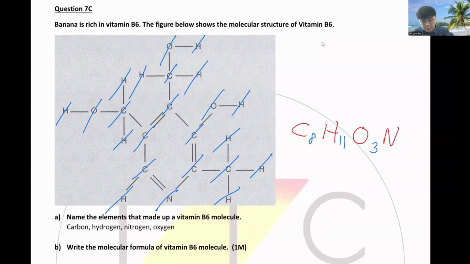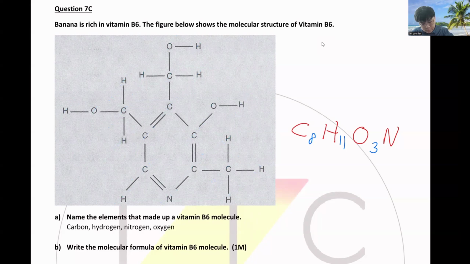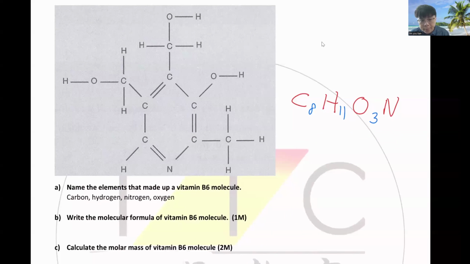Okay, so you get this? Should be correct. We got 8 carbon, 11 hydrogen, and then oxygen and nitrogen.